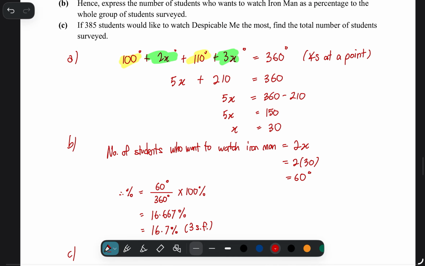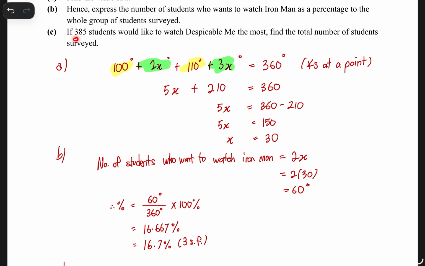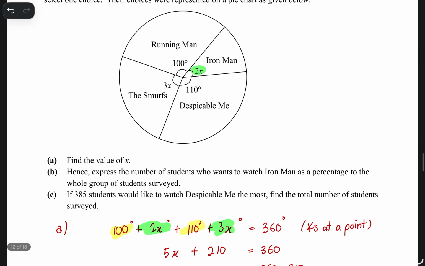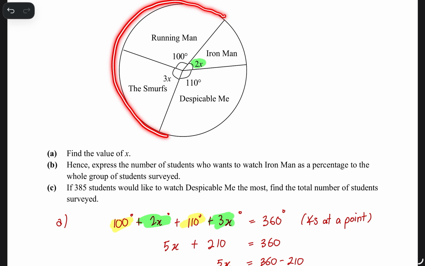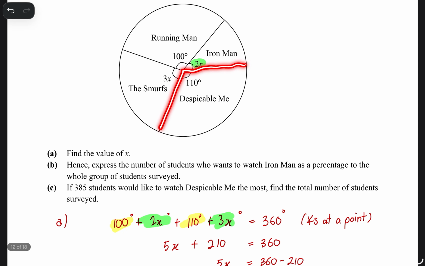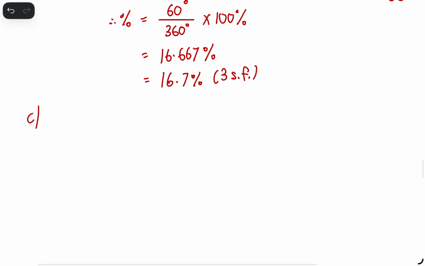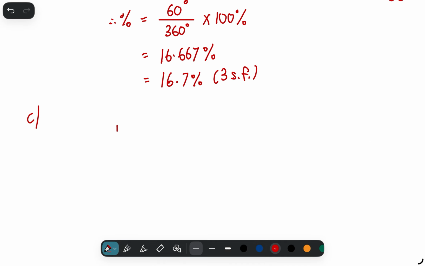Alright, and for the last part, if 385 students want to watch Despicable Me, so let's look at the pie chart over here. They are telling me that 110 degrees represent 385 students. Find the total number of students, which is find 360 degrees if I know that 110 degrees is 385 students. So let's write that down very simply. I know that 110 degrees represents 385 students.